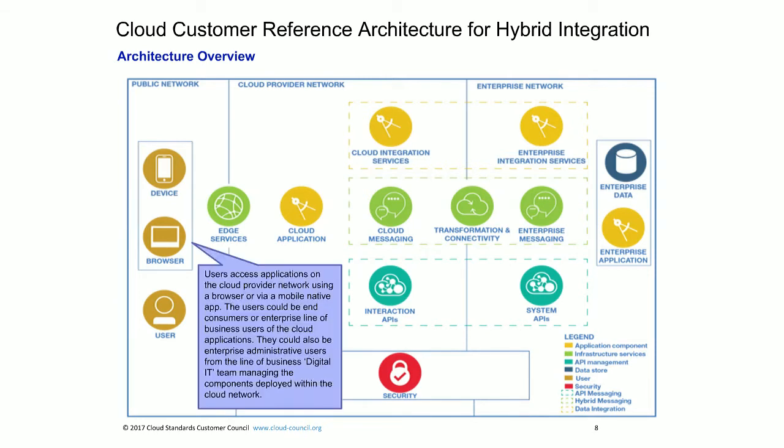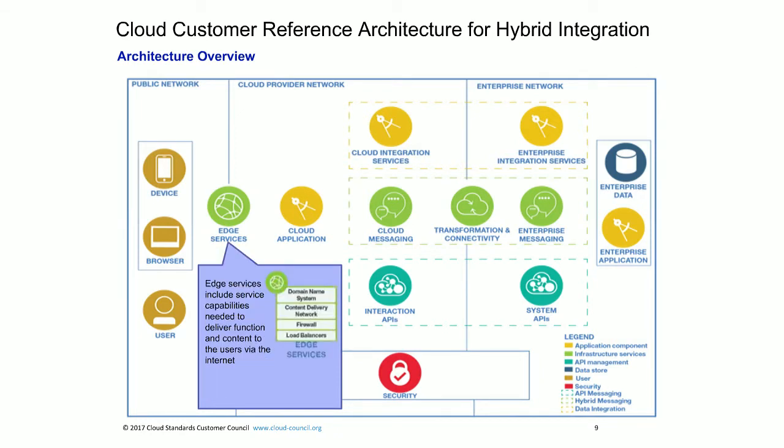So moving on, the first one is around the users that access applications. That's on the cloud provider network. They could come in from a browser, or from a mobile native app on a smartphone, on a smartwatch, etc. Now the users could be of different types. They could be end consumers, they could be enterprise line of business users of the cloud applications, or they could also be the administrative users of the enterprise from the line of business, the digital IT team that we talked about previously, that manage the components that are deployed within the cloud network.